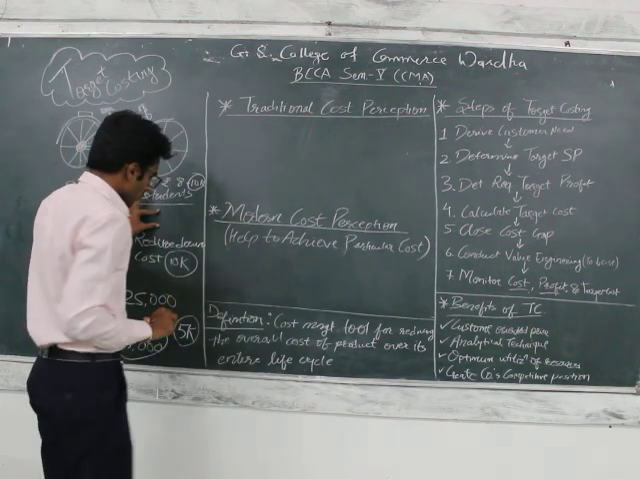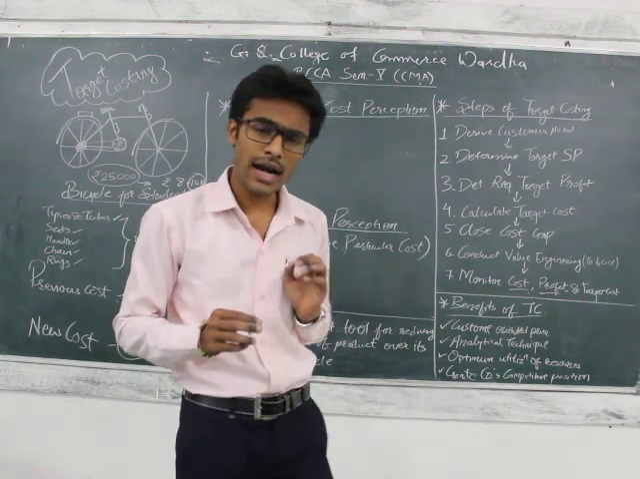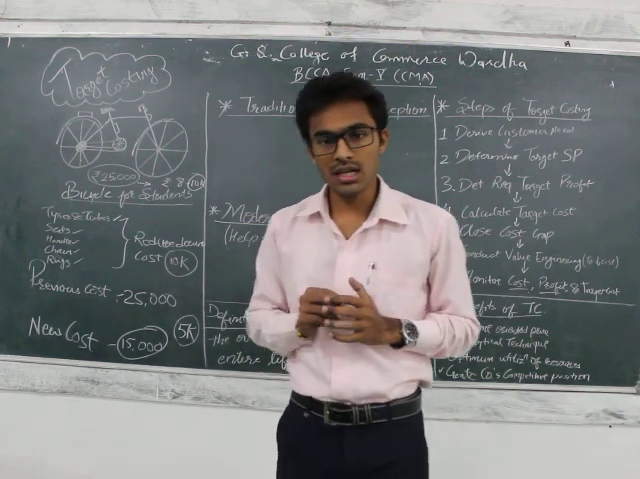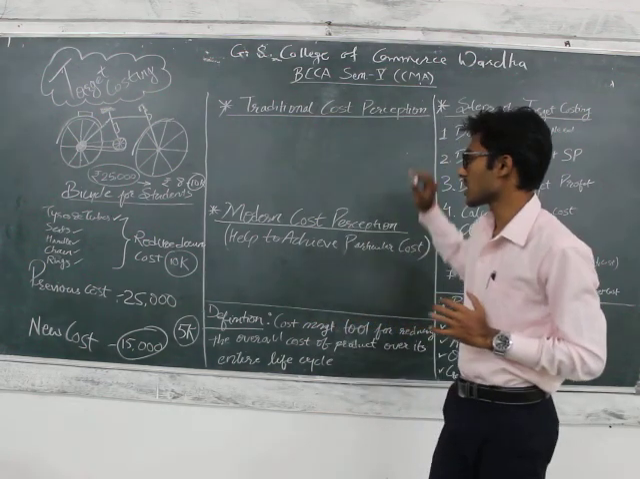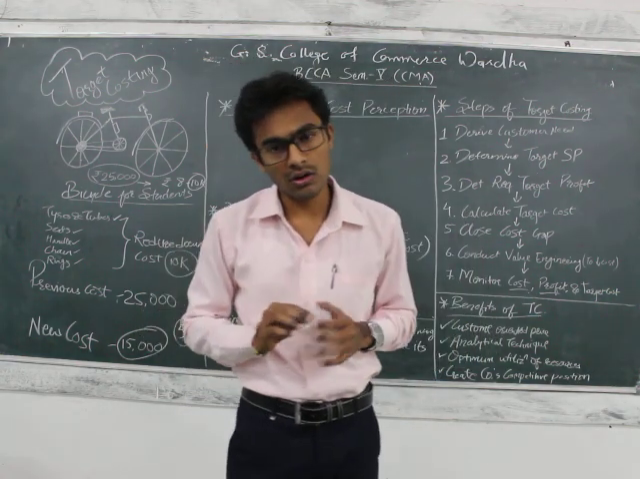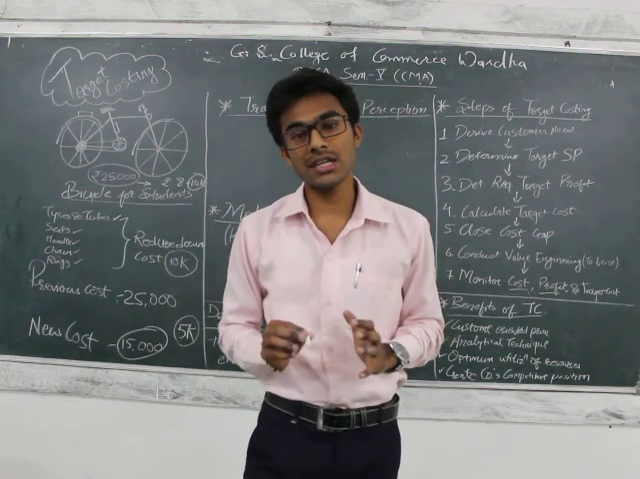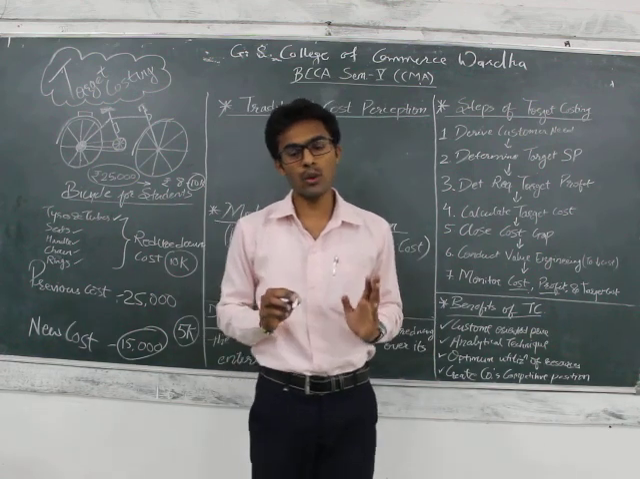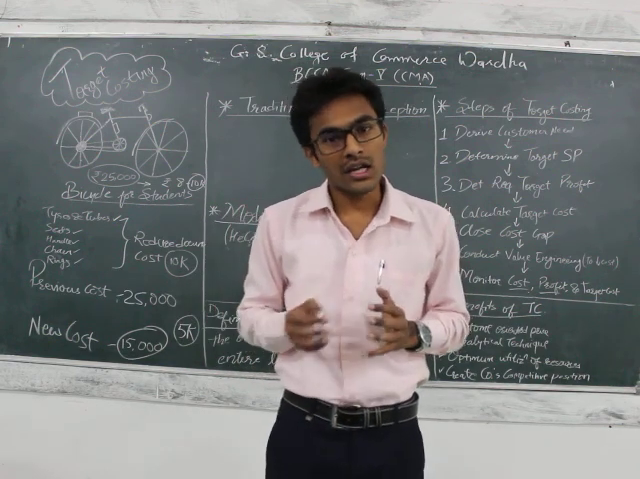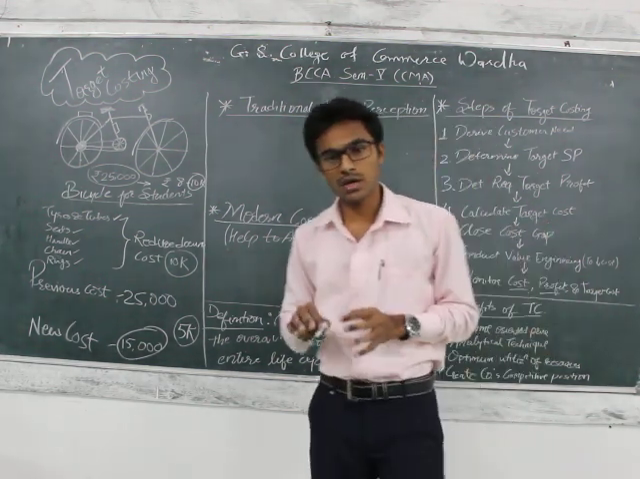So there are lots of concepts to determine cost, and as per our tradition, there are two types of price determination for manufacturing concerns. First, traditional cost perception, and the other one is modern cost perception. First, we are going to discuss traditional cost perception. As its name indicates, it is the traditional one. That means it is the classical way to determine cost, which is generally not acceptable in the modern era. That's why we will discuss modern cost perception as well.